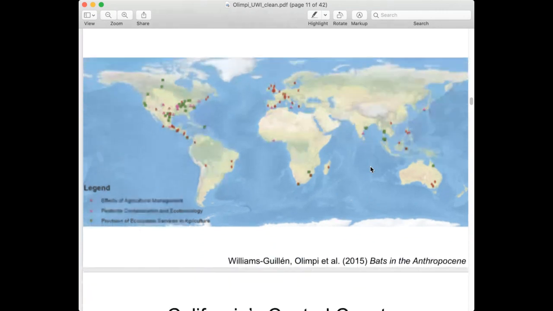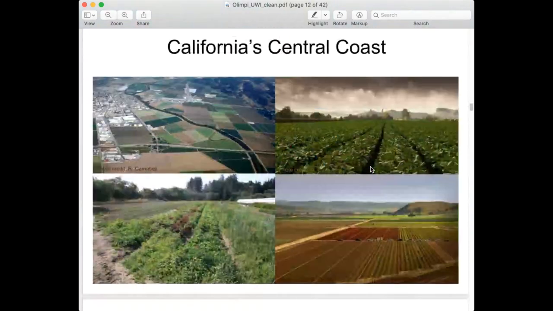Next slide, please. So I want to introduce you to the system where I've done most of my research. California's Central Coast is an economically and ecologically valuable area. Both large industrial monocultures and smaller diversified farms exist in this region, as well as semi-natural habitat like chaparral and woodlands, grasslands, and wetlands. Those are all interspersed between farms.